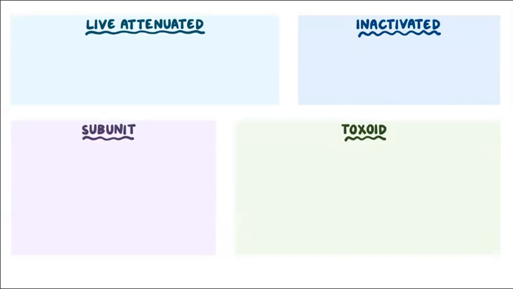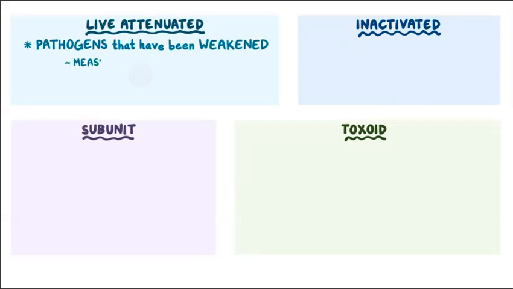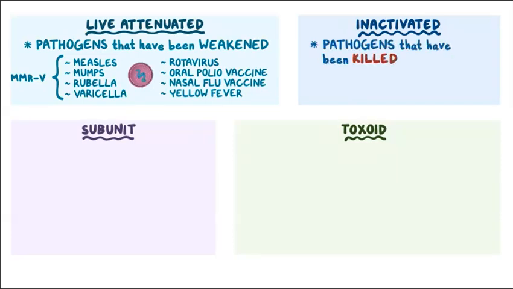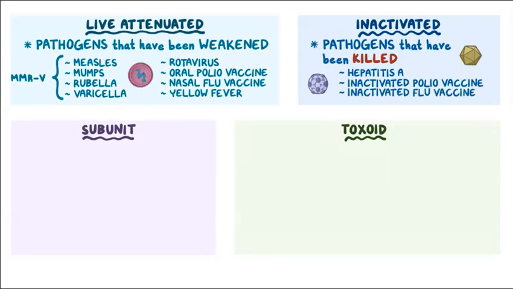Live attenuated vaccines contain pathogens that have been weakened in the laboratory, and they're used to protect against measles, mumps, rubella, and varicella, the MMRV vaccine, rotavirus, polio, the oral polio vaccine or OPV, influenza, the nasal flu vaccine, and yellow fever. Inactivated vaccines use a pathogen that has been killed in the laboratory and include vaccines against hepatitis A, polio, the inactivated polio vaccine or IPV, and influenza, the inactivated influenza vaccine.